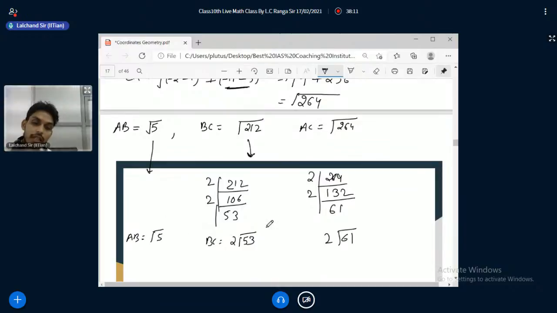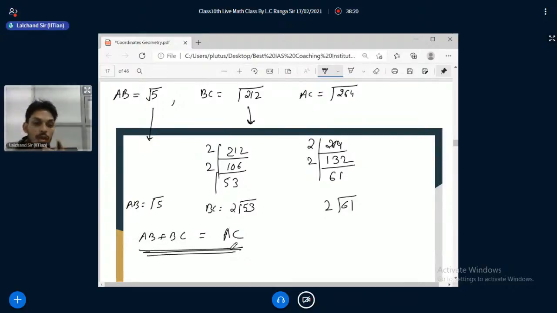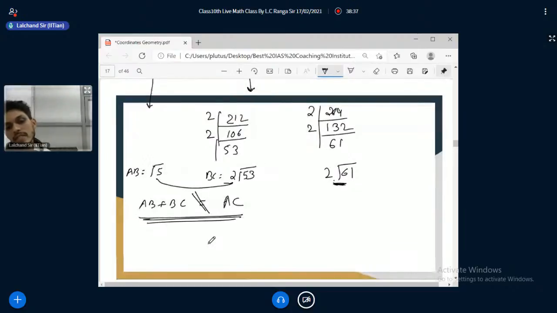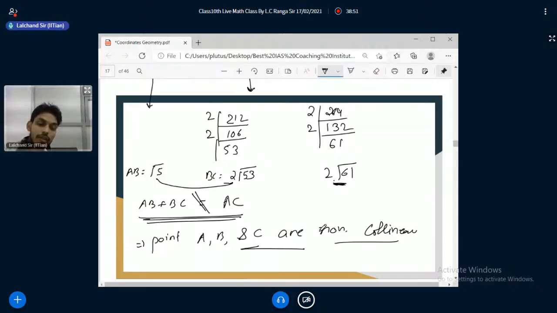So now tell me, the condition for collinearity is that AB plus BC should be equal to AC. Is this equality true here? No, because the sum of these two values is not equal to this value. We can say this is not equal to this. So we can say points A, B, and C are non-collinear. Okay, are you getting my point?